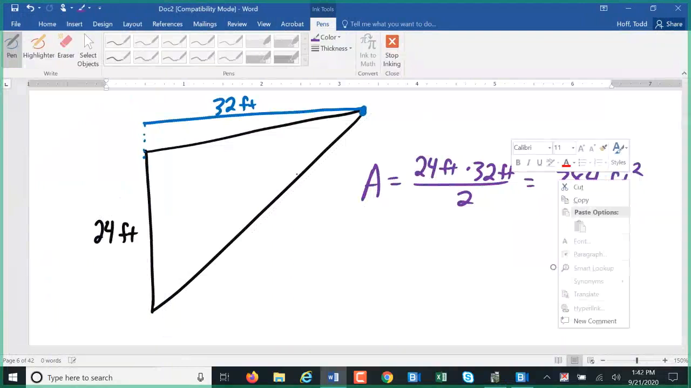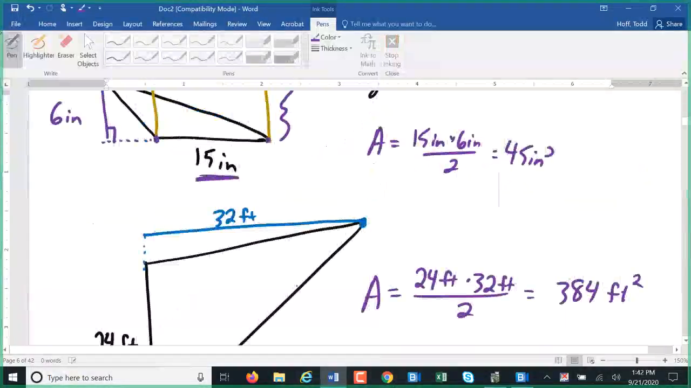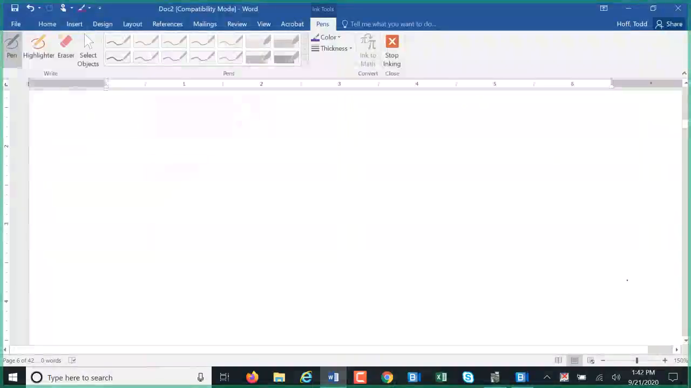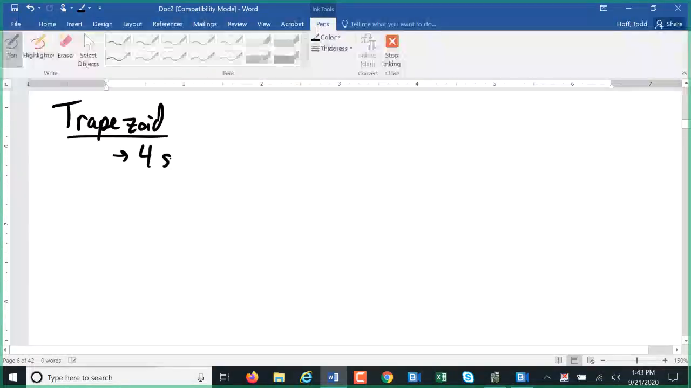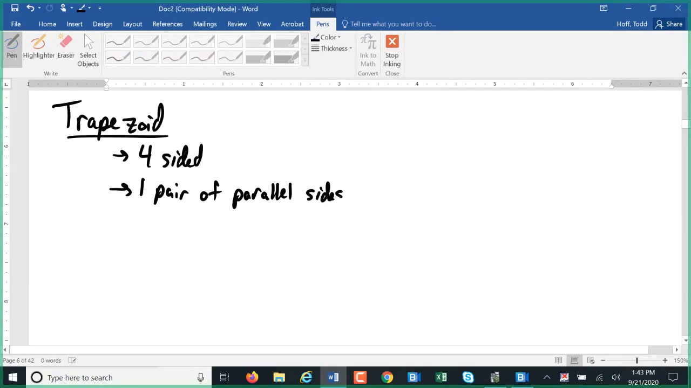So all of our shapes, the areas of all of our shapes come from related rectangles. Let's look at some other shapes and see how they come from. Well, we have a shape called a trapezoid. A trapezoid is defined to be a four-sided shape with one pair of parallel sides. What does that mean? One pair of parallel sides.